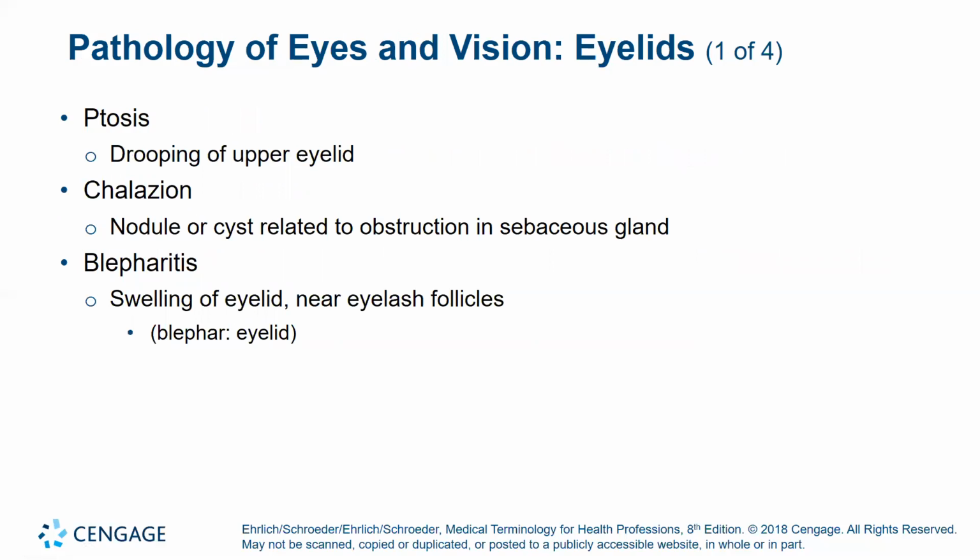Pathology of eyes and vision. The eyelids: we have ptosis, which is drooping or sagging of the upper eyelid. We have chalazion. This is a nodule or cyst related to obstruction in a sebaceous gland. And then we have blepharitis, breaking that term down: itis is inflammation, and blepharos is eyelid. So it's inflammation of the eyelid.